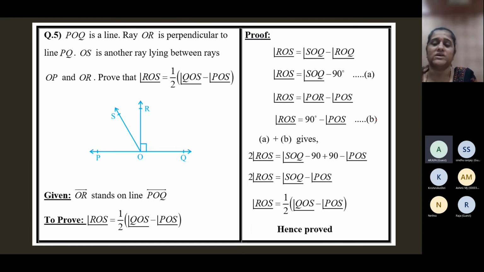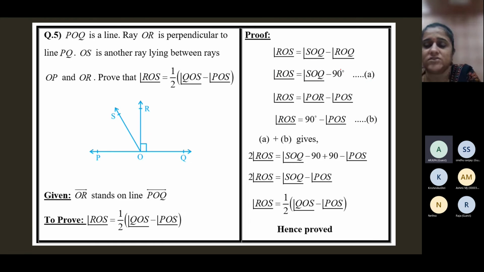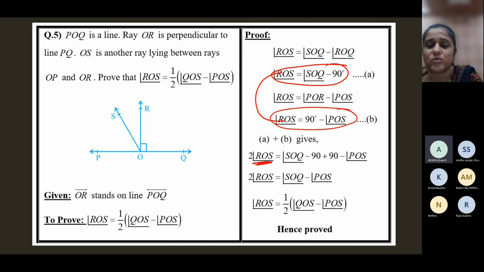Then add the two equations. We have equations A and B. Add A and B, so you'll get ROS plus ROS, that is twice angle ROS. Twice ROS is equal to SOQ minus 90 plus 90 minus POS. Add the LHS, add the RHS. See here, children, we are adding this one and this one. On the left hand side, ROS plus ROS is twice ROS, and then on the right, SOQ minus 90 and 90 minus POS.